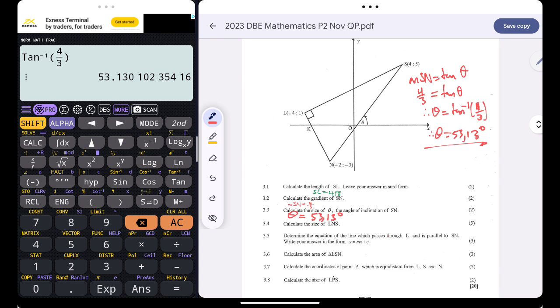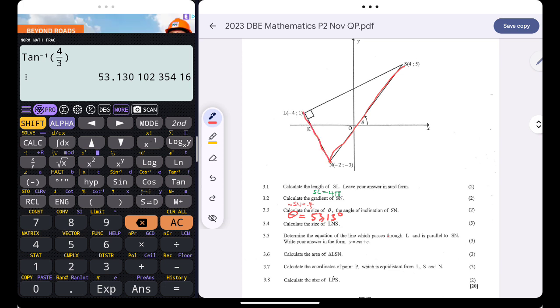Following question, they want me to find the size of angle LSN. Angle LSN is an angle between two straight lines. For me to find the angle between two straight lines, I need to find the angles of inclination that make the angle between the lines. In simple terms, I must find the angle of inclination of this line and the angle of inclination of this line, and then subtract them in order for me to find this angle. Why am I saying that?